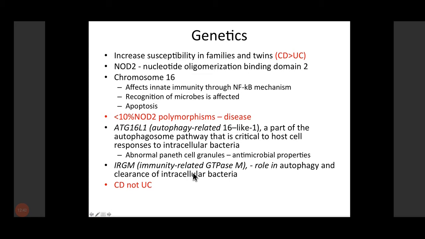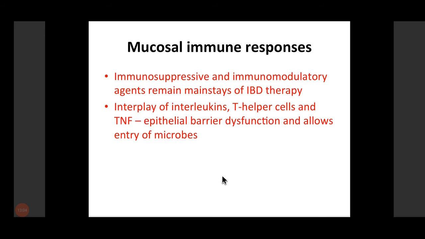Similarly, immunity-related GTPase M. This again has a role in autophagy and clearance of the intracellular bacteria. Again, if this does not occur, the antigens of the bacteria are presented to our T cells, and then it is related to the immune mechanism. All these mechanisms are somehow more commonly found for Crohn's disease than for ulcerative colitis.